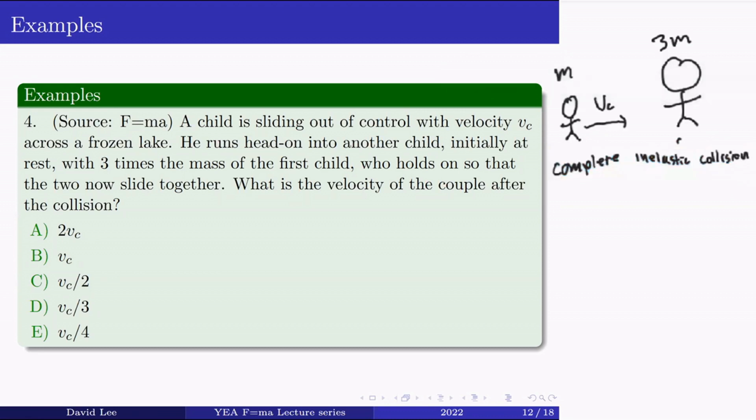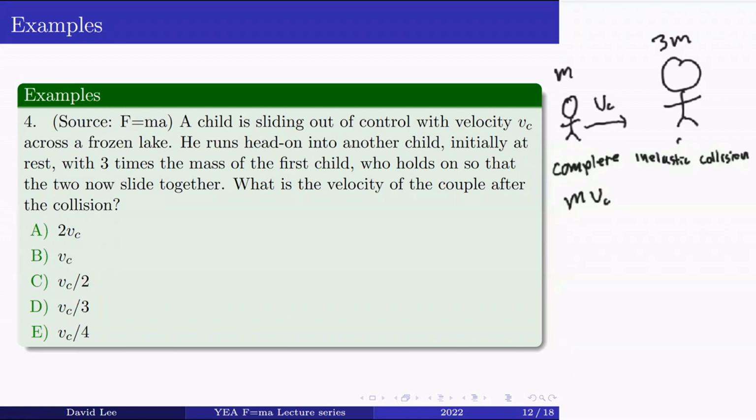So we have a completely inelastic collision, and we can use conservation of momentum here. What's the momentum initially? The small child has momentum m times vc, and the large child is at rest, so zero momentum. So this is our initial momentum.